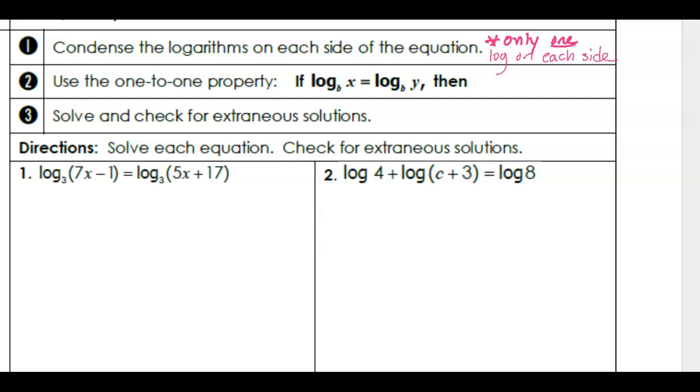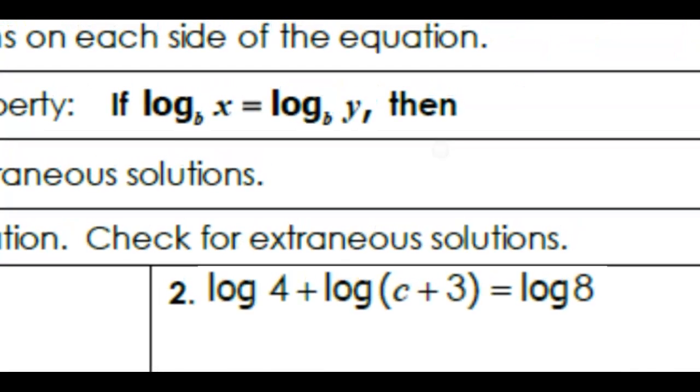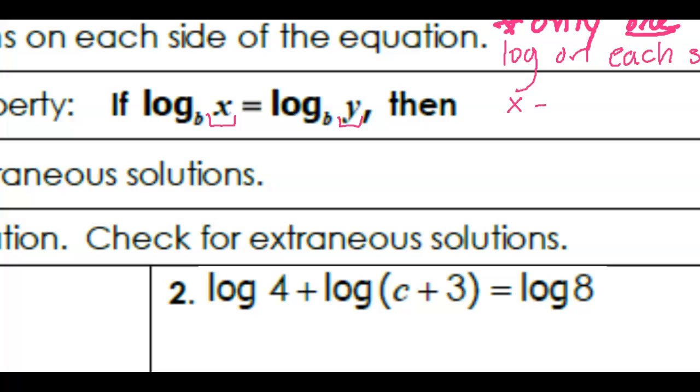If you have two logs set equal to each other that have the same base, for example, log base b of x equals log base b of y, if they have the same base, this means that the arguments, the x and the y, are actually equal to each other. And you can just cancel the logs.